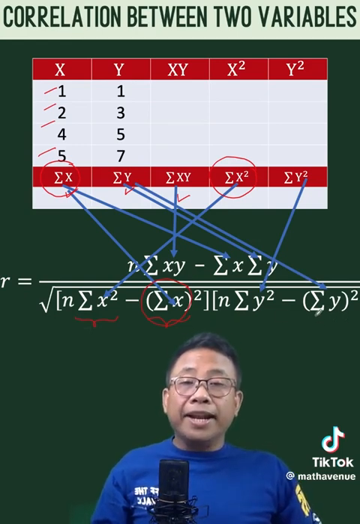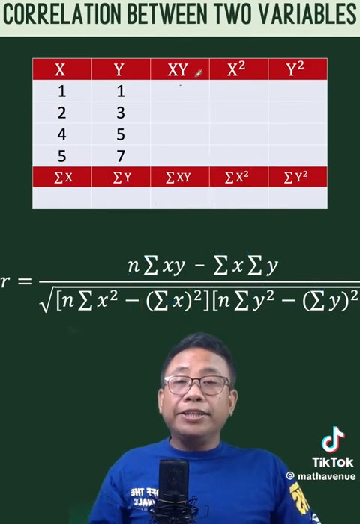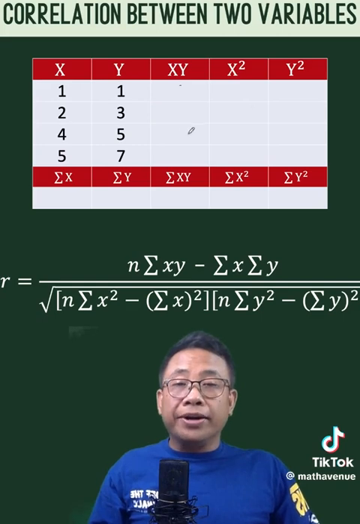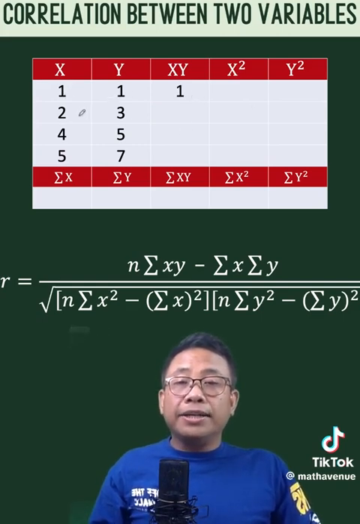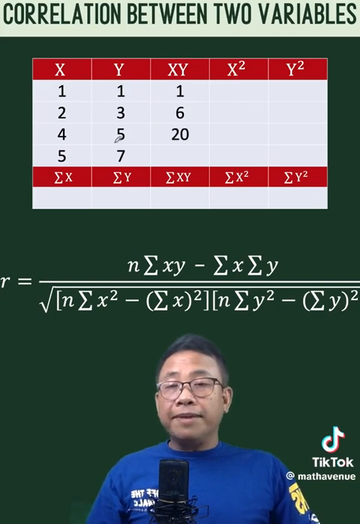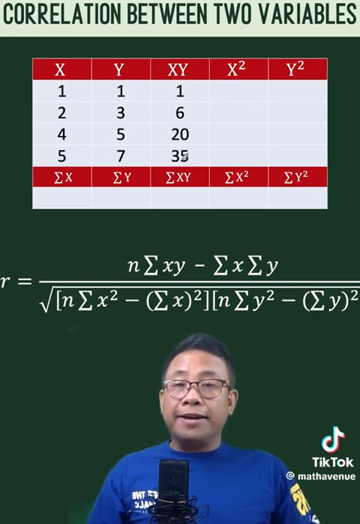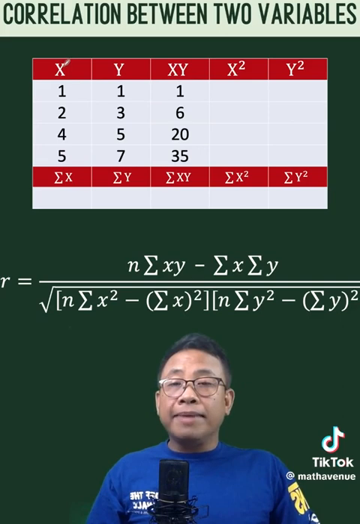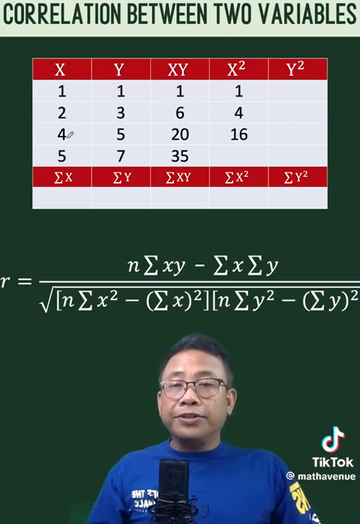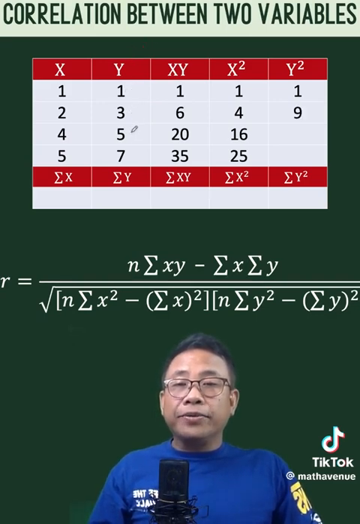So to apply now this formula, we need to complete this table. We need to first multiply the entry for x and the entry for y row by row. So 1 times 1 is equal to 1, 2 times 3 is equal to 6, 4 times 5 is 20, and 5 times 7 is 35. Then we will square this column x. That means 1 squared equals 1, 2 squared is equal to 4, 4 squared is 16, and 5 squared is 25. Then for the last column, we are going to square this column here. 1 squared is 1, 3 squared is 9, 5 squared is 25, and 7 squared is 49.